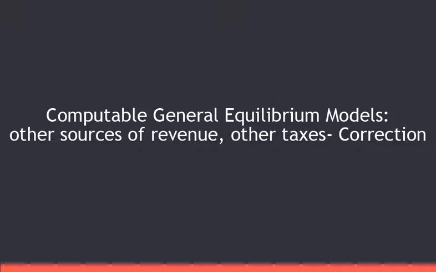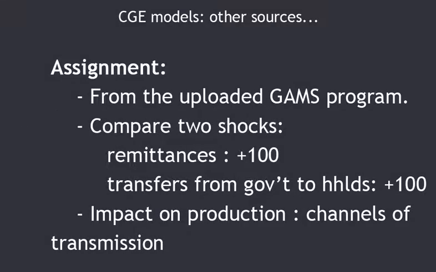Here are the corrections of the assignment regarding the introductions of new sources of income and new taxes in the model. I remind you what the assignment was about. Based on the model that was available on the platform, two shocks had to be compared. On the one hand, an increase by 100 in remittances from workers who had emigrated abroad to local households, and on the other hand, an increase by 100 in transfers from the state to households.